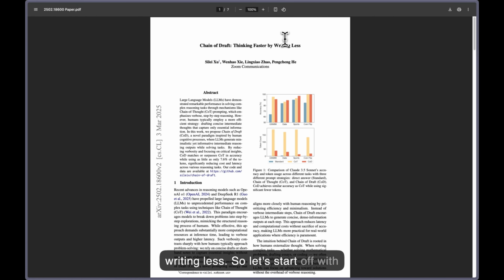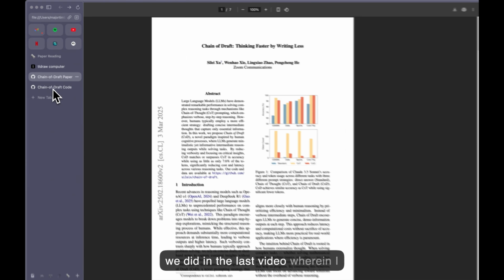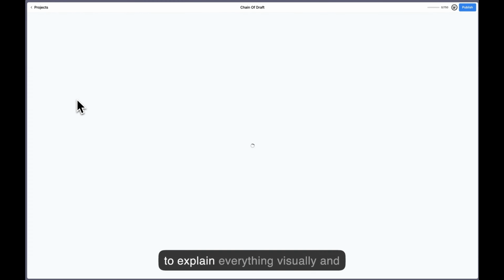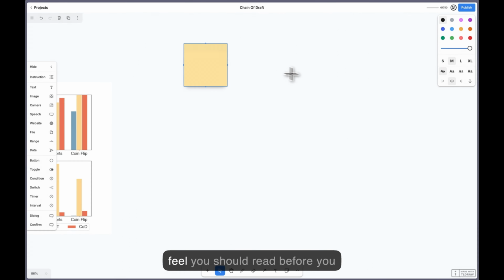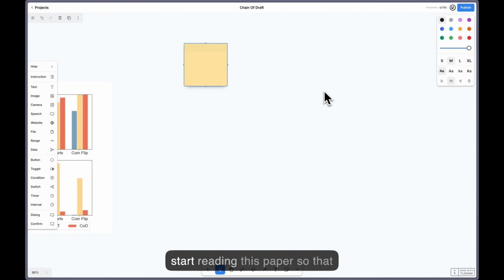So let's start off with what we did in the last video, wherein I opened up TLDraw and I'll try to explain everything visually and how everything works. But before we begin with that, like I mentioned, there are certain papers which I feel you should read before you start reading this paper so that you understand it better. So, papers to read, let's start off with that.